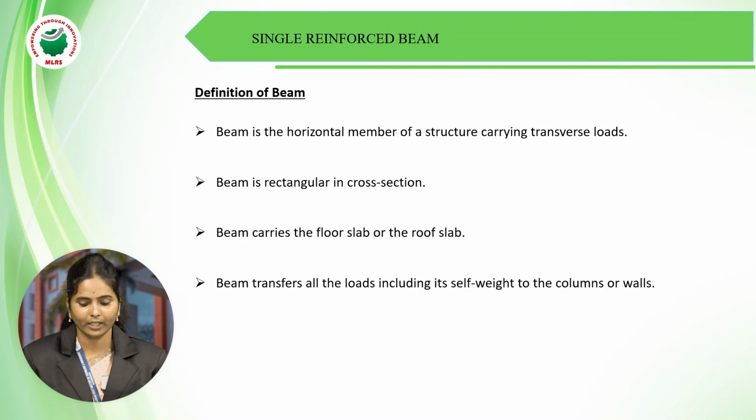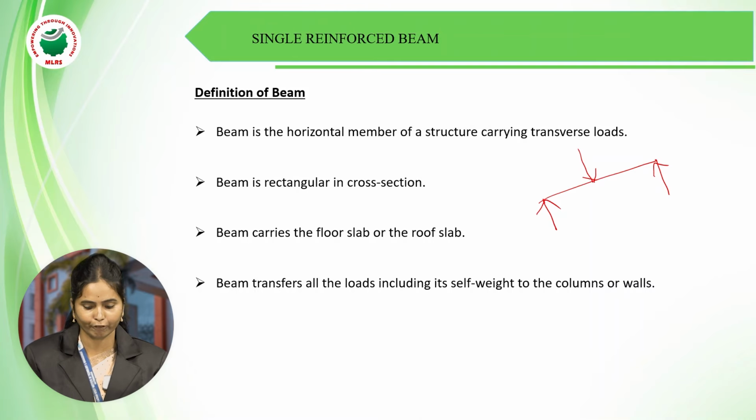Next, now I am explaining the singly reinforced beam. So, what is the definition of a beam? A beam is a horizontal structural member which carries a transverse shear load. This is the beam. The load is applied like this. This load is transferred to the slab, beam, columns and totally transferred to the foundation. So, what is the beam definition here? A beam is a horizontal structural member which carries a transverse shear load. Total load is transferred to the foundation.